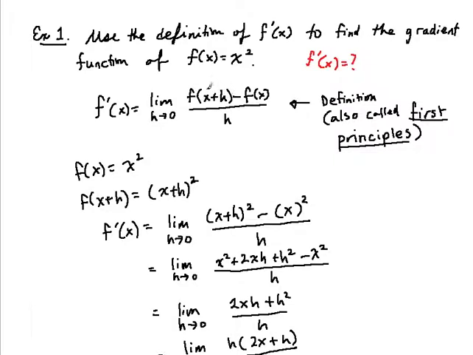So notice that the input here will change on f of x. So f of x is x squared. For f of x plus h, I'm just changing the input, so it changes all of my x values. The x value in this expression becomes x plus h, squared. And I just go ahead and plug that into my definition formula.